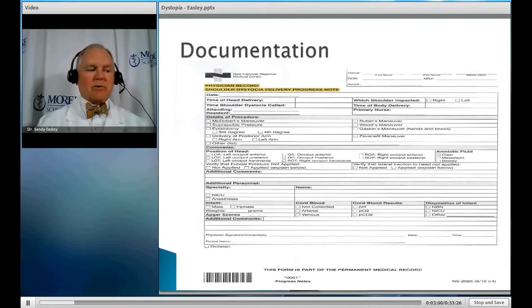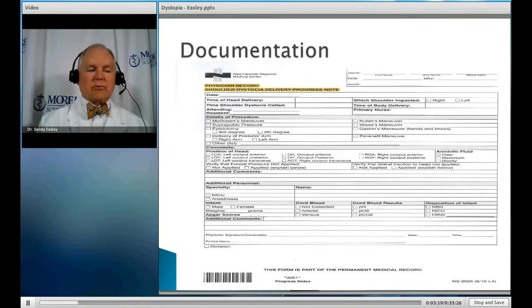This progress note is required by my hospital in all shoulder dystocia deliveries. It includes all the essentials to accurately record the event and provide an opportunity to clearly document the essentials necessary to defend a malpractice claim.